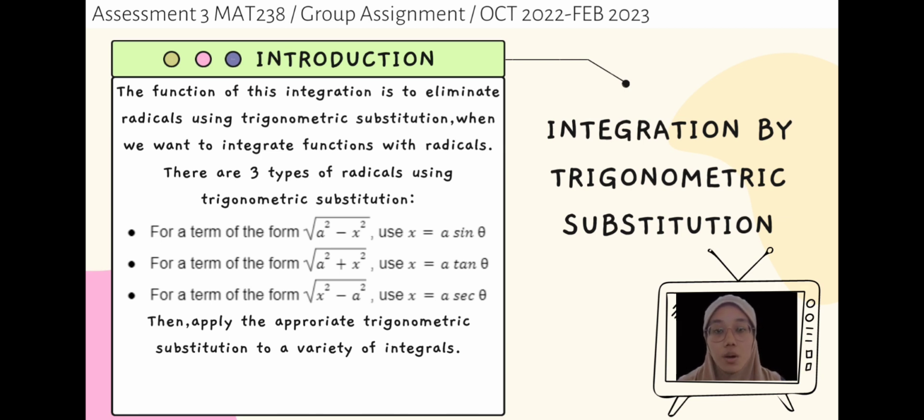First, for a term of the form square root of a squared minus x squared, we use substitution x equal to a sin theta. For a term of the form square root of a squared plus x squared, we use substitution x equal to a tangent theta. And finally, for a term of the form square root of x squared minus a squared, we use x equal to a secant theta. Then, apply the appropriate trigonometric substitution to a variety of integrals.